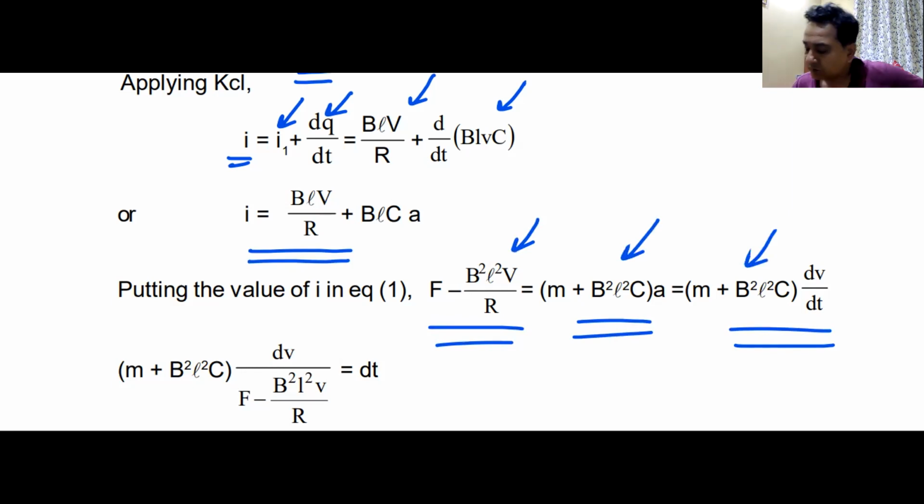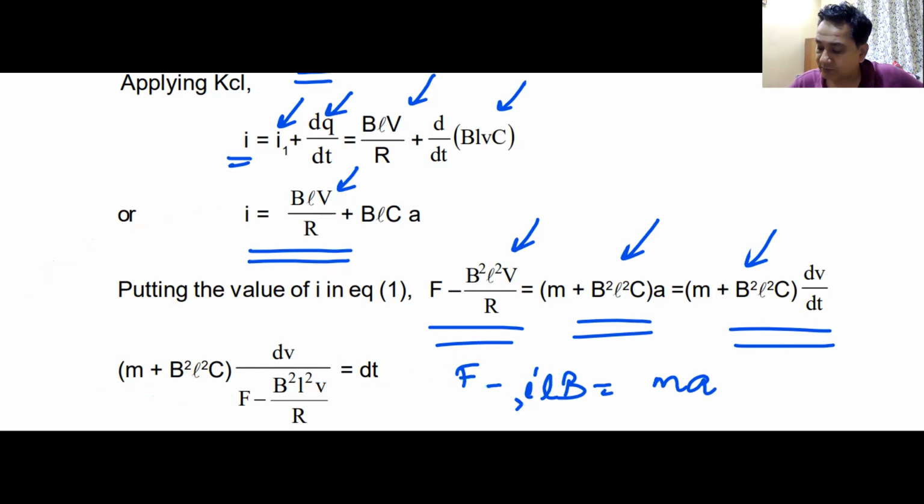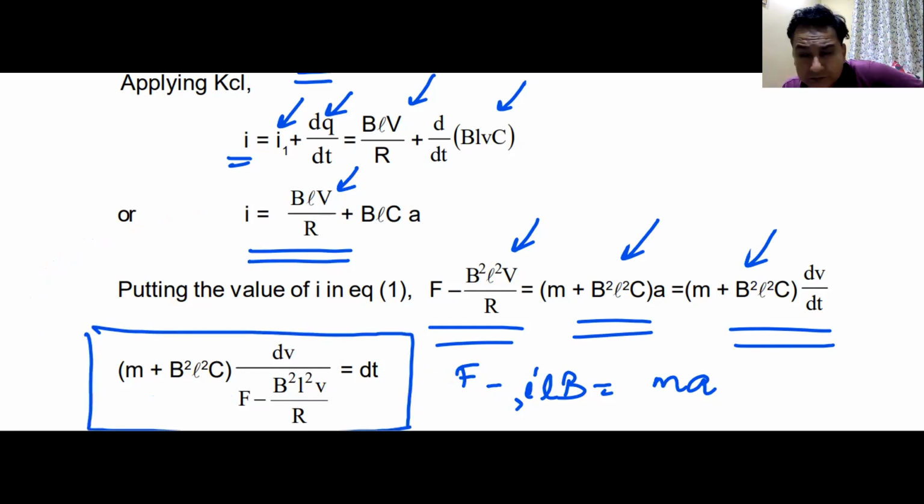So I put this F minus ILB is equal to M into A. Yes or no? I have just put the value of I from here, and I have put this value of I in this equation. Got it? And we get whatever is there. And we can now simply integrate this. Yes or no? Once you get to this position, you can now simply integrate this. Got it?